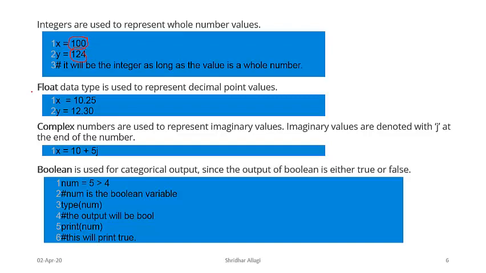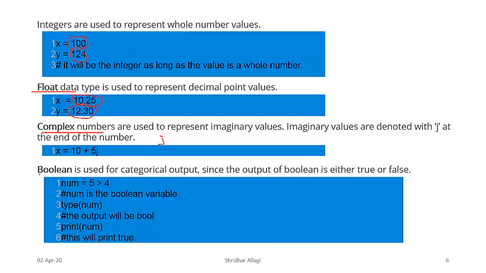Then the float data types are used to represent the decimal numbers, 10.25, 12.30, like this. Then the complex numbers are used to represent the imaginary values, and this imaginary part is denoted by j at the end of the number.